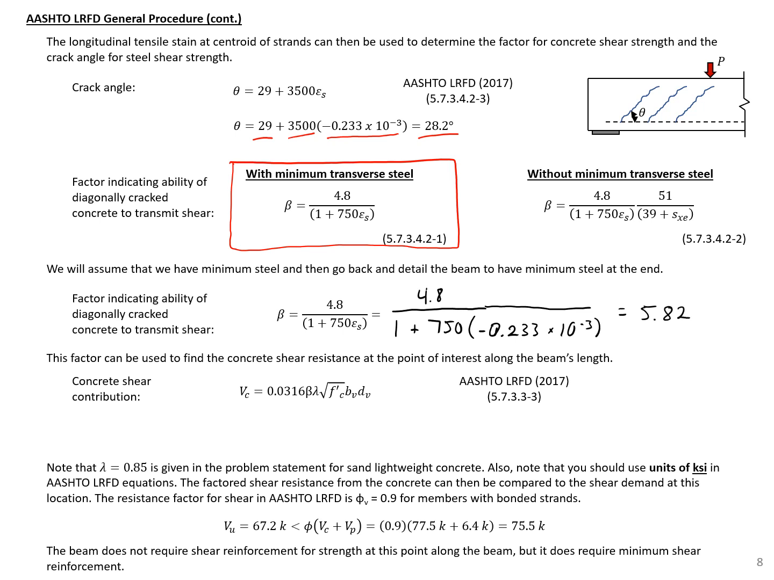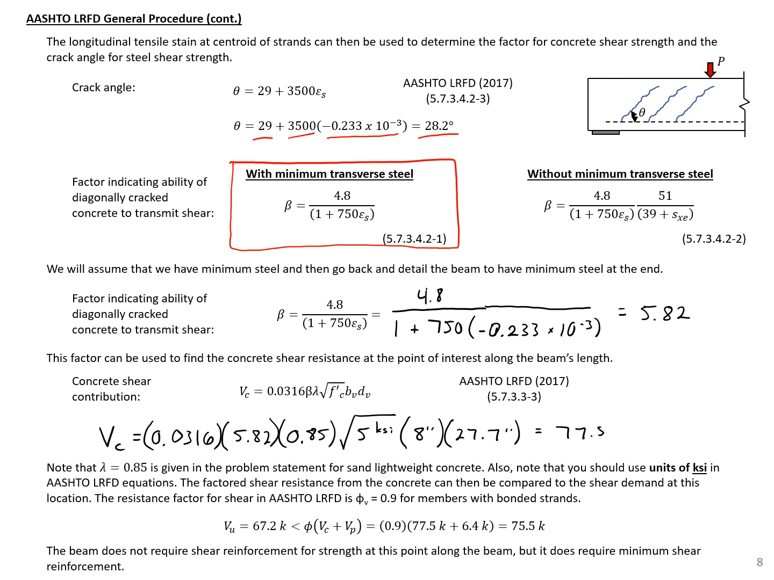5.82. We can then find our VC is equal to 0.0316 times our beta, 5.82, times our lambda, our lightweight concrete factor, 0.85, which was given, times the square root of 5 KSI, times BV, 8 inches, times DV, 27.7 inches. And this will give us a VC of 77.5 kips.